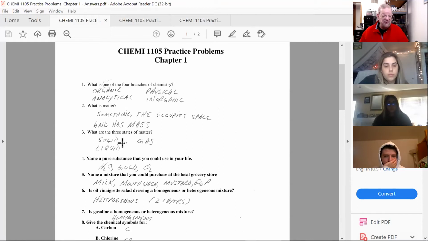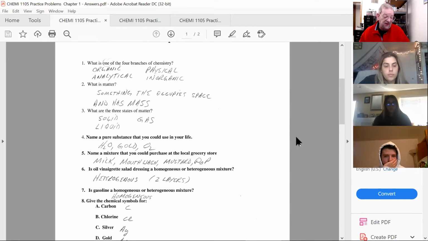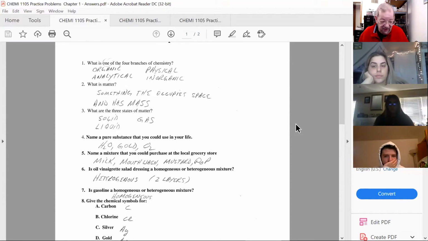Now, we talked about pure substances, and one of the things I like to do in any course I teach, and also in real life, I think about it, where do we use this stuff? Where are they in our everyday life? So if I ask, name a pure substance that you could use in your daily life, and I use formulas, but you could have written it out. Water is one, gold is one, another one is oxygen gas, sodium metal would be pure. So those are a lot of things.